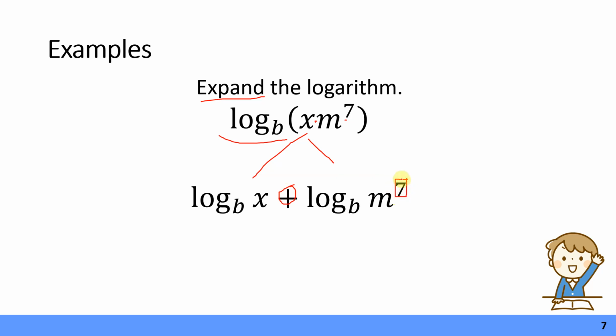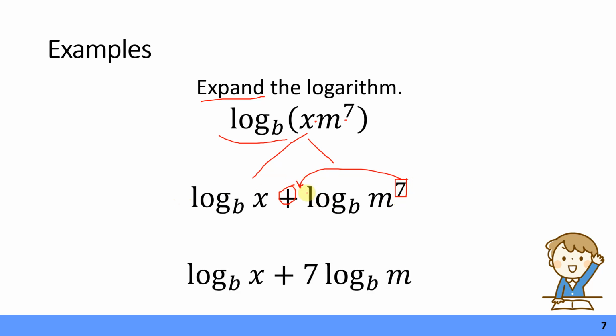Remember, when you have an exponent, it goes to the front, not all the way to the front of the problem, only to the front of its own log. So this would be my final answer. Log base b of x plus 7 log base b of m. And that's what they mean by expand. You start with one logarithm and you end up with 2 or more. But in this case, it was only 2 because I cannot separate anything else. There was only 2 variables, so the x took one, the m took one, and that was pretty much it.